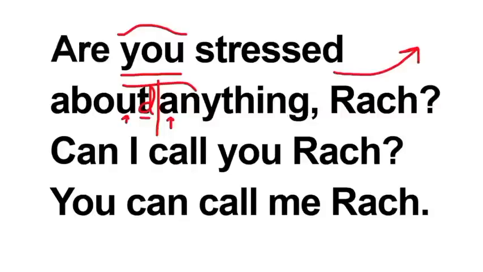Can I call you Rach? You can call me Rach. These next 2 sentences are great examples of reducing the word can. Can I call you Rach? You can call me Rach. The word can is so fast there, as if it has no vowels at all, just the K sound and the N sound. Can.